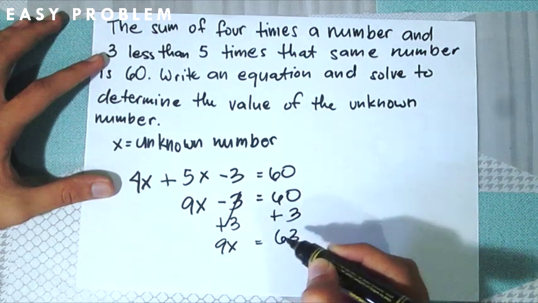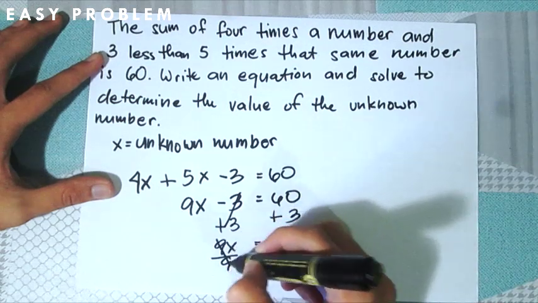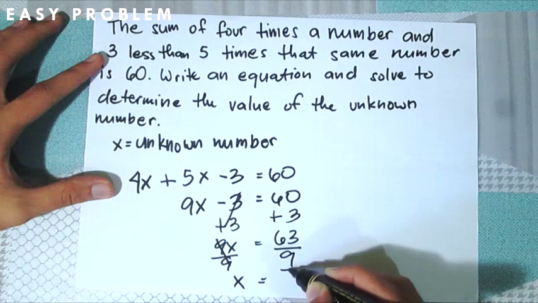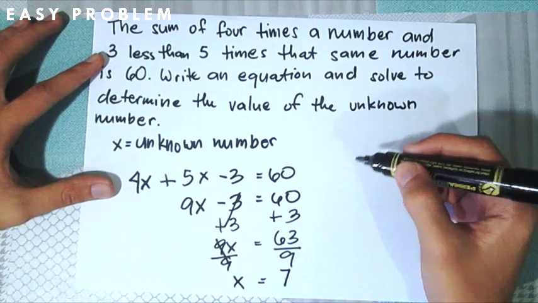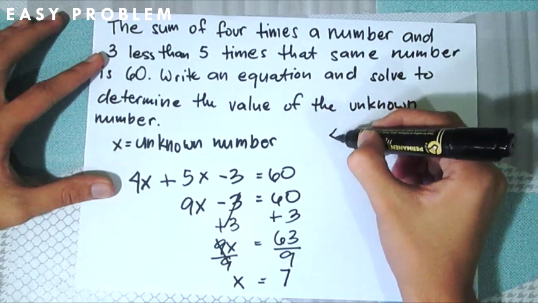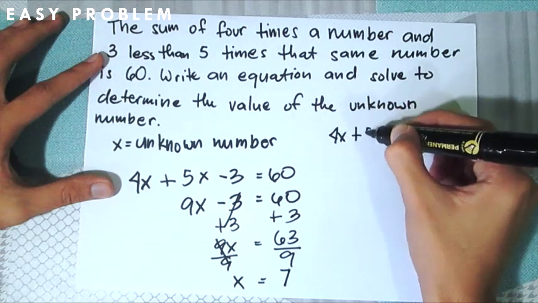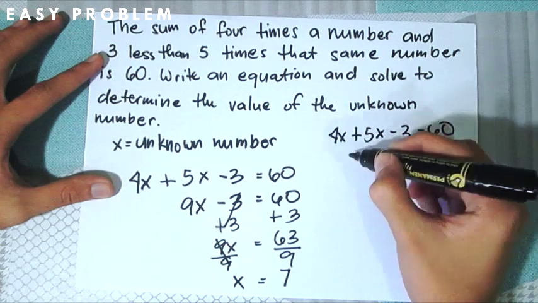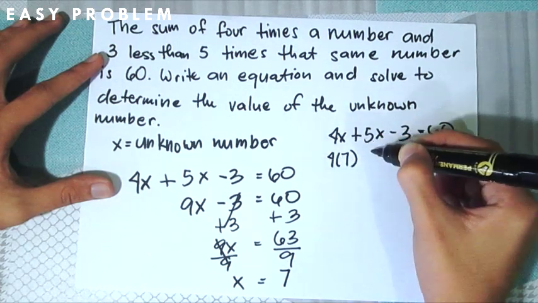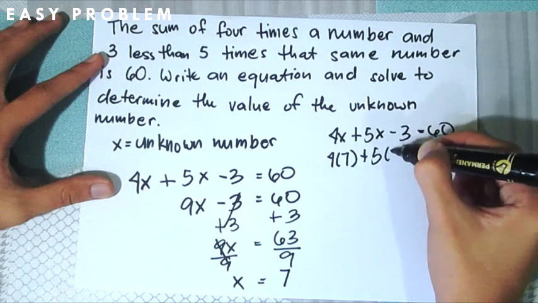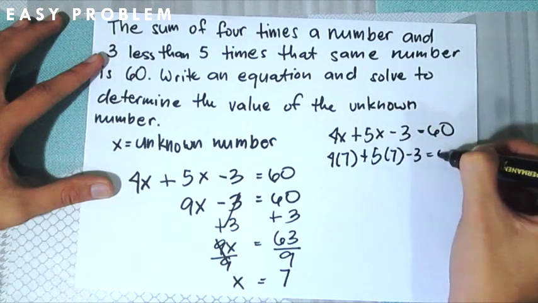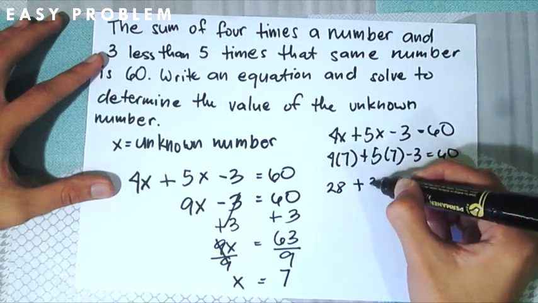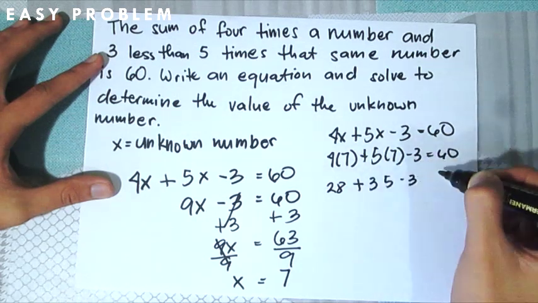Then we divide both sides by 9, so we cancel on this side, and so it will become x equals 7. To check, we just replace our x variable with this 7. So 4x plus 5x minus 3 is equal to 60, because 4 times 7 plus 5 times 7 minus 3 equals 60. 4 times 7 is 28, plus 5 times 7 is 35, minus 3 is equal to 60.